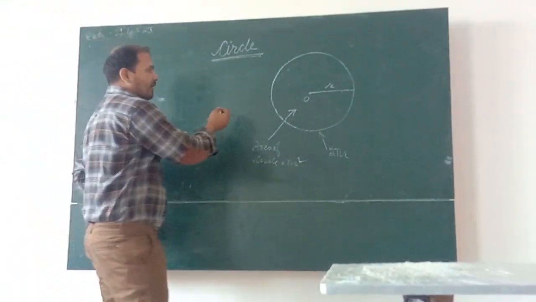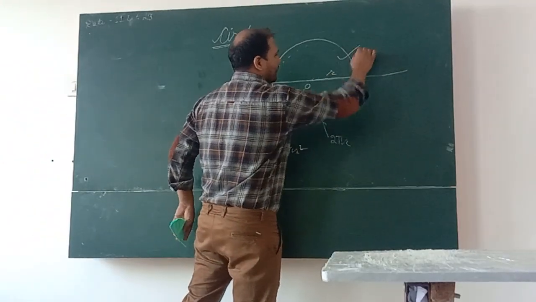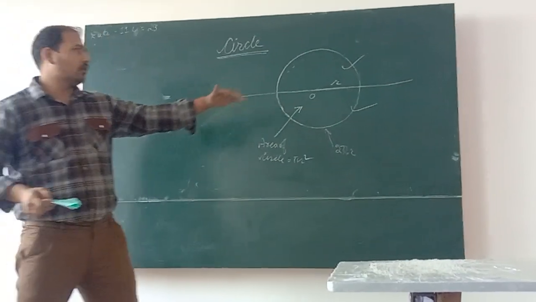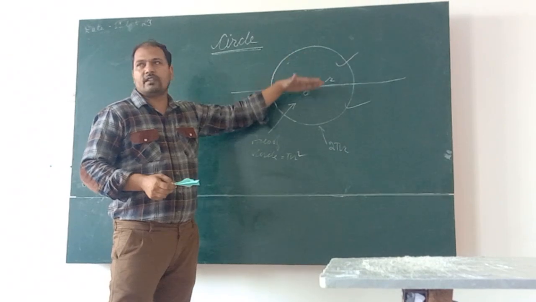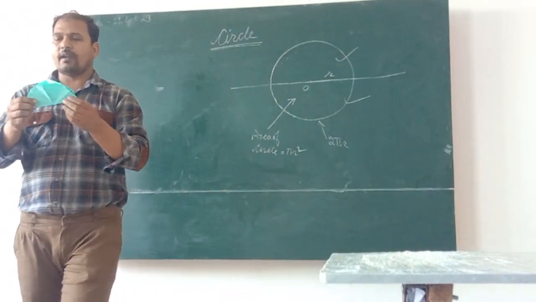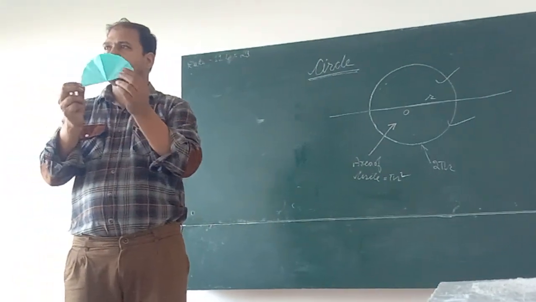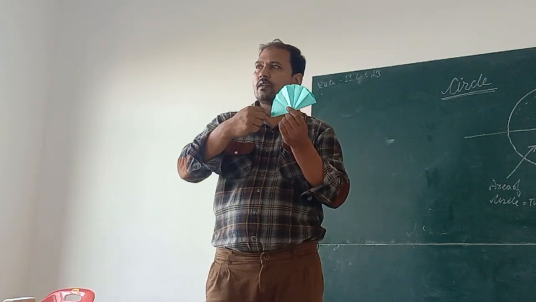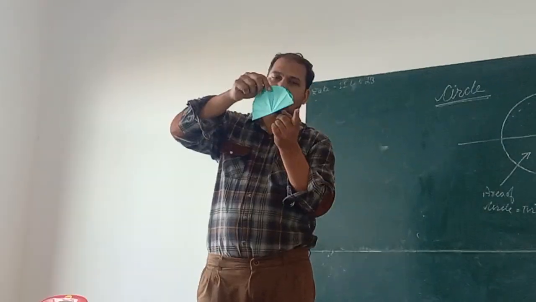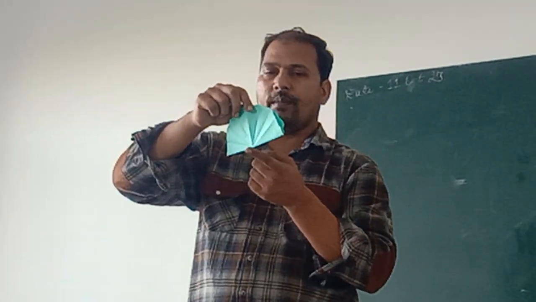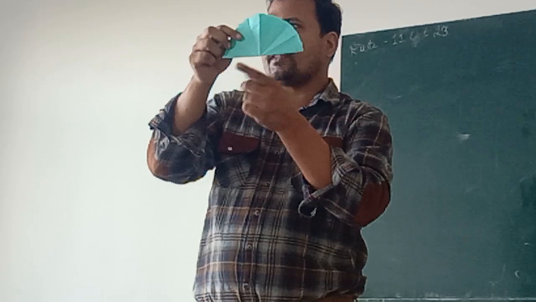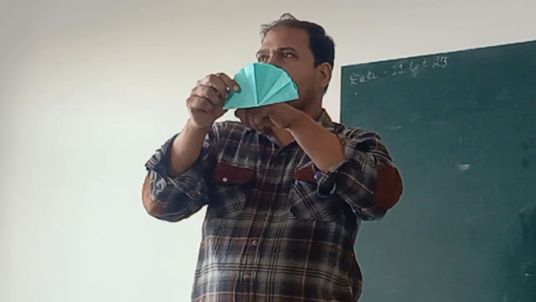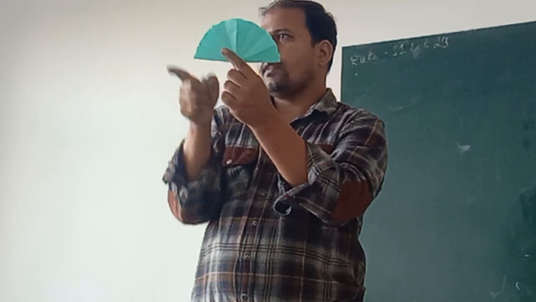After that we will discuss the semicircle. If we divide a circle into two parts, one upper and one lower, these two parts are called semicircles. The boundary of the semicircle is made of the curve and the diameter. So the perimeter is the curve plus the diameter. The length of the curve is half of the circle's circumference.